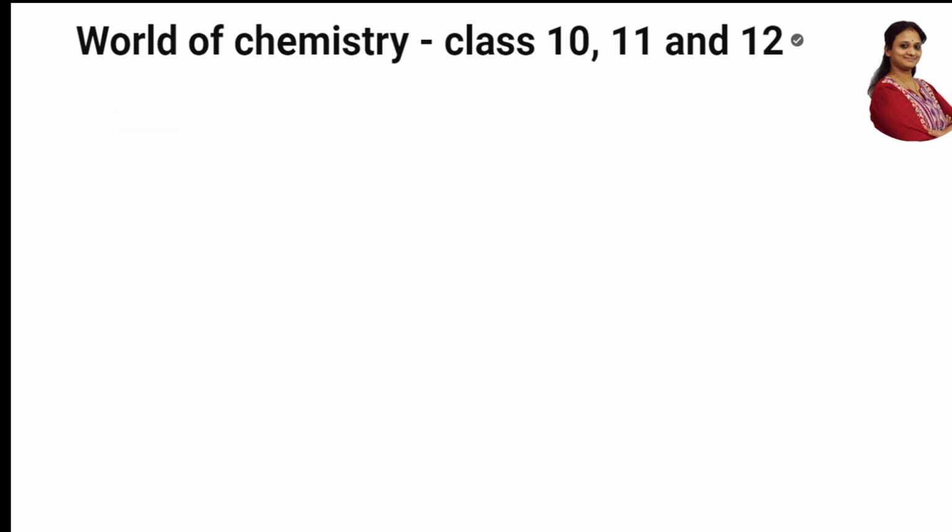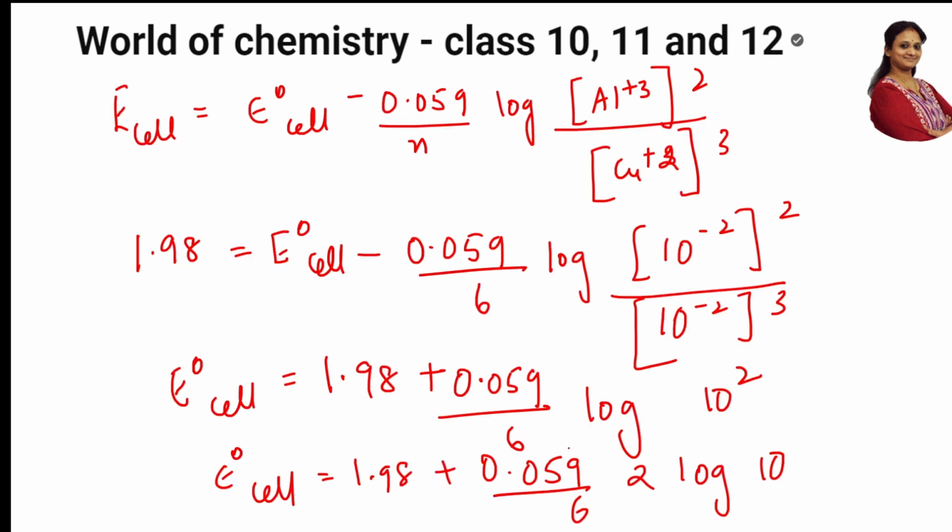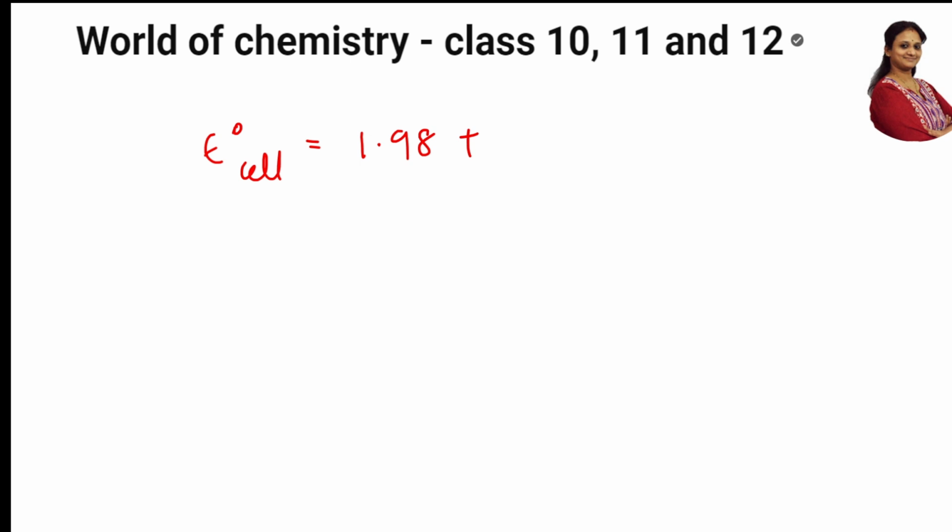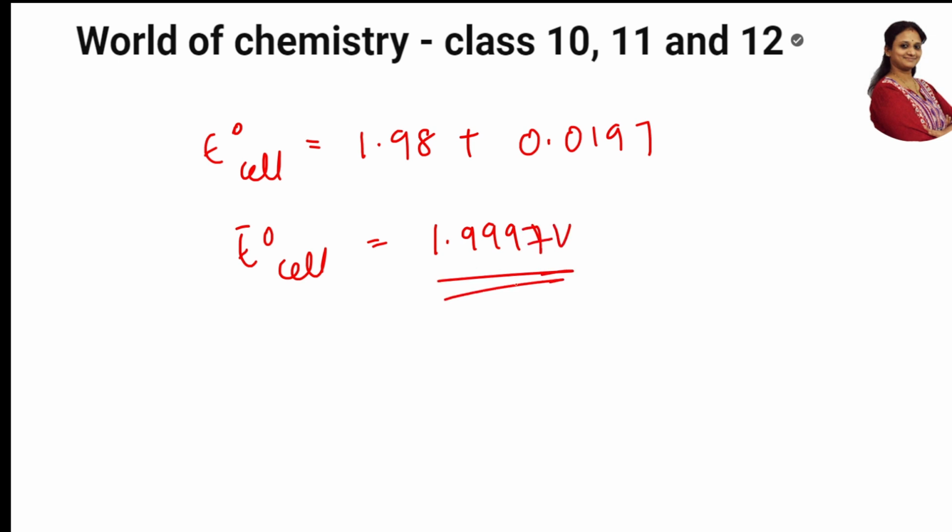Then further what will you do? Now you calculate. So E naught cell is equal to 1.98 plus, when I solve this part, 0.059 into 2 by 6, and log 10 is anyhow 1, correct. When I calculated, I got an answer of 0.0197. So all put together, E naught cell is equal to 1.999997 volts. This is the answer they asked. Over. Simple. That is the question.